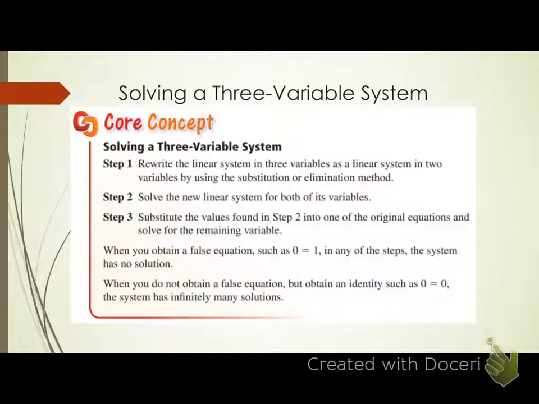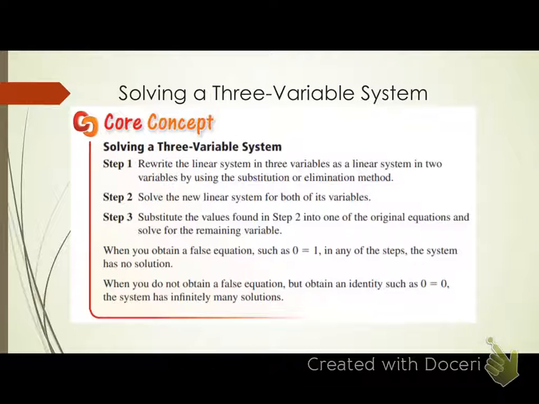Step 2, we need to solve the new linear system for both of its variables. So we're breaking it down into a system of two variables. Now we need to solve for those two variables. Just like we did yesterday, solving for one of the variables, plug back in, get the other variable. And then step 3, once we get those two variables, we can substitute those values from step 2 into one of the original equations and solve for the third and remaining variable. We have to have our x value, our y value, and our z value.